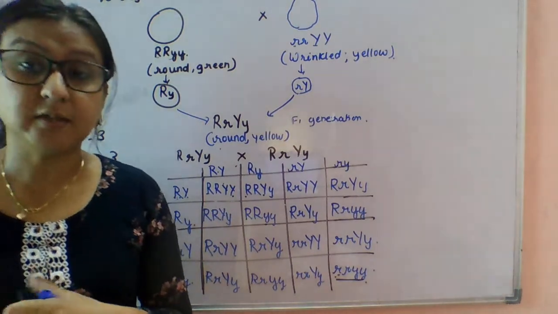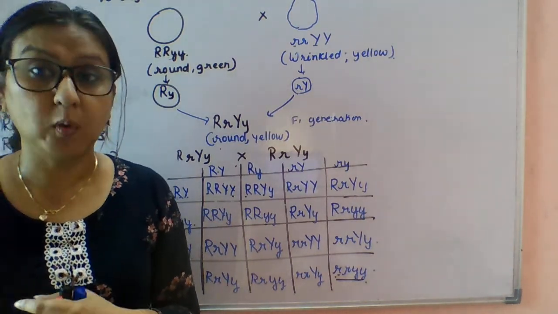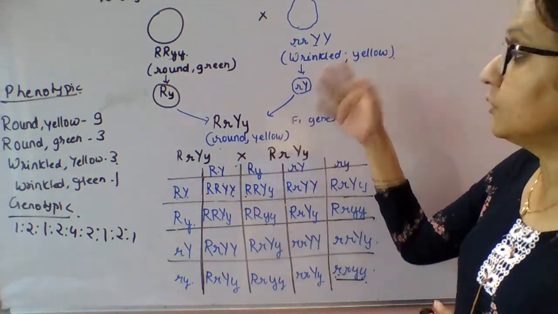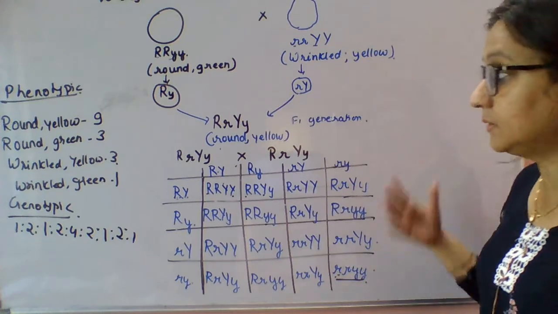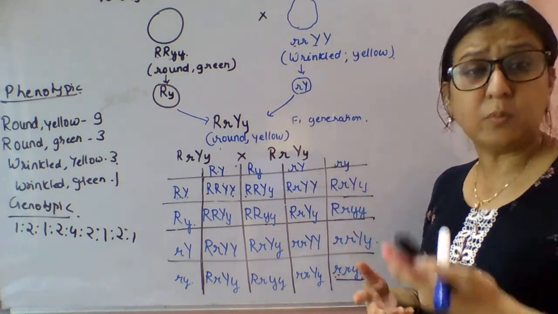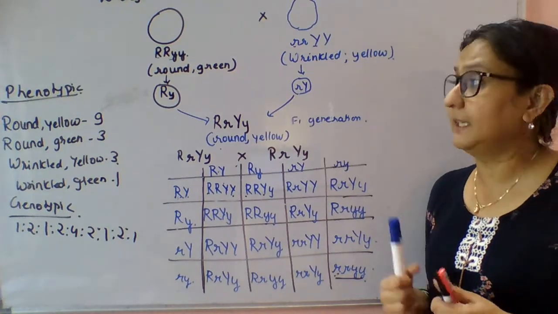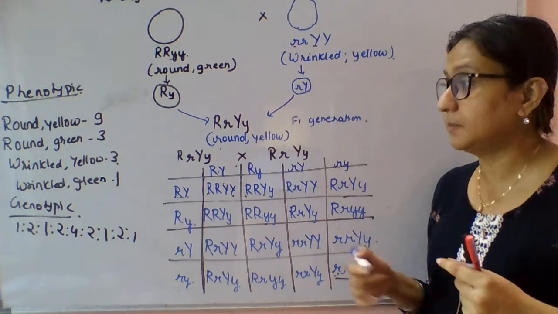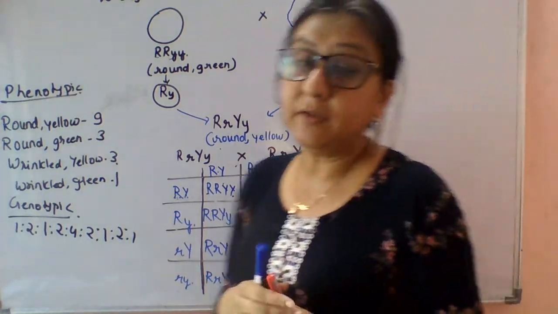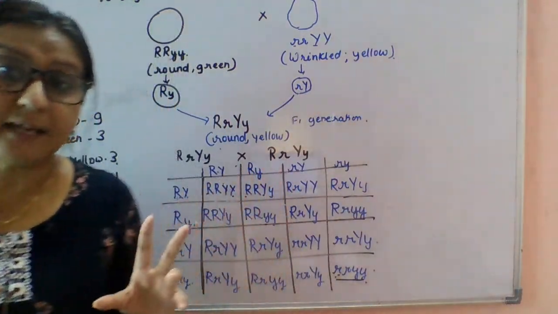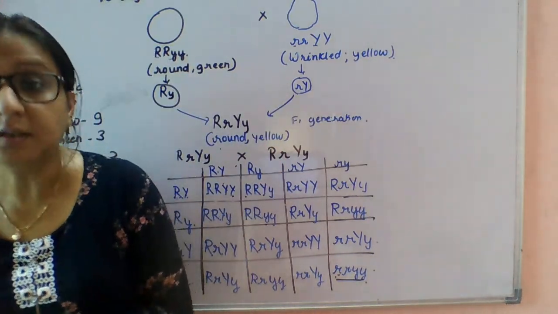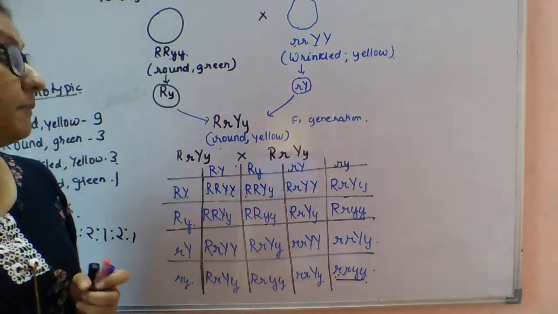So students, this is all about the dihybrid cross and monohybrid cross. All of you go through this video again and again, and try to make this cross by yourself. You do it three or four times, and you will get it. If you have any doubt, you can ask me. In the monohybrid cross, only one pair of contrasting characters we have taken, and here two pairs of contrasting characters we have taken. So this is all about Mendel's experiments.